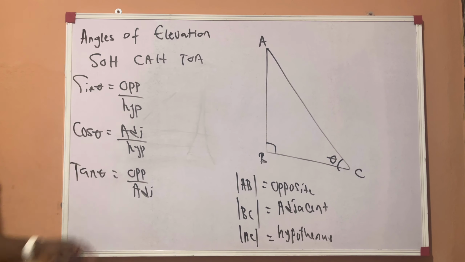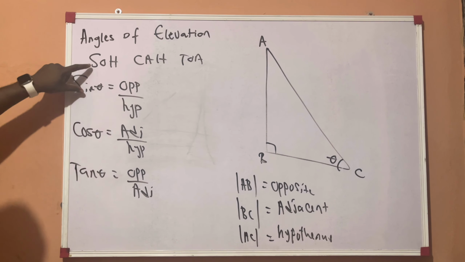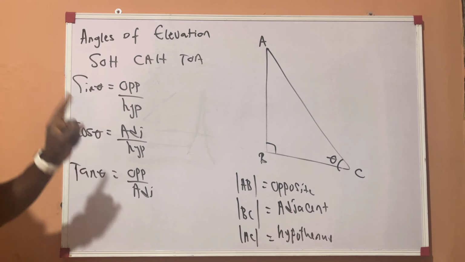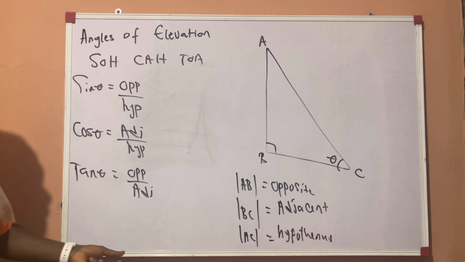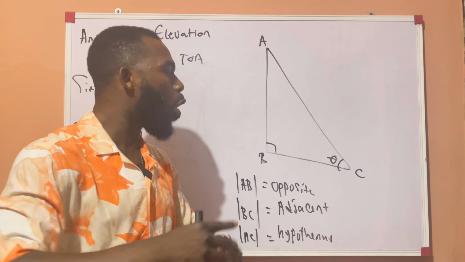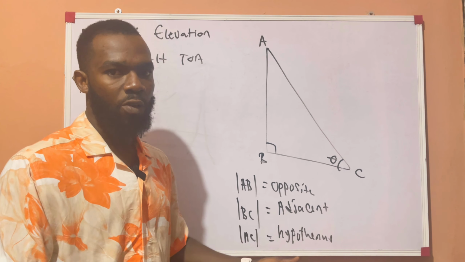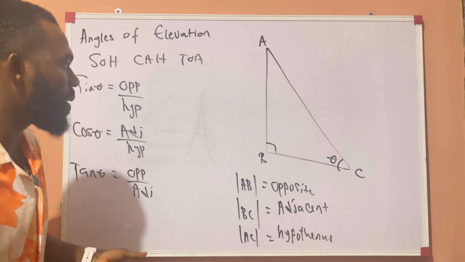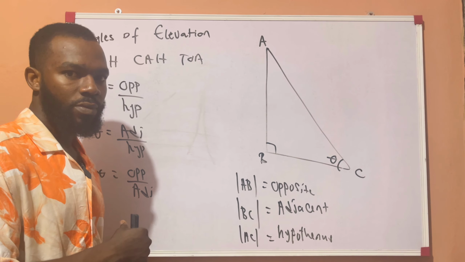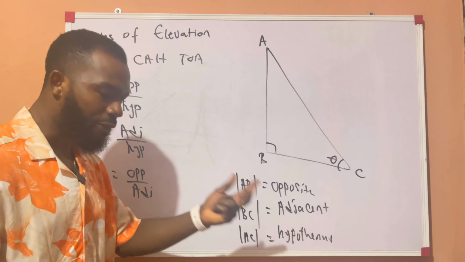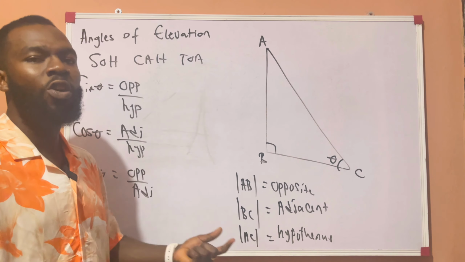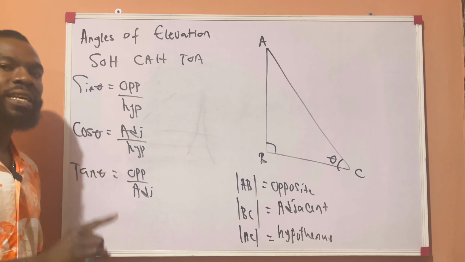With the help of these basic trigonometric ratios, sine, cosine and tangent, we will be able to solve problems on angles of elevation. Sometimes the angle could be a special angle or not a special angle. Special angles are angles whose values we don't need a calculator to get, like 30 degrees, 45 degrees, 60 degrees, 90 degrees, and so on.